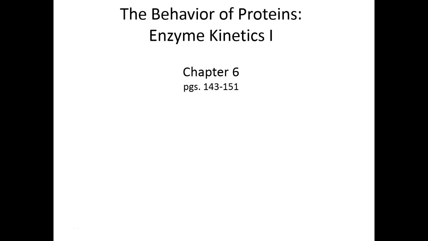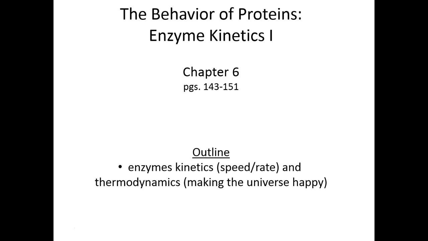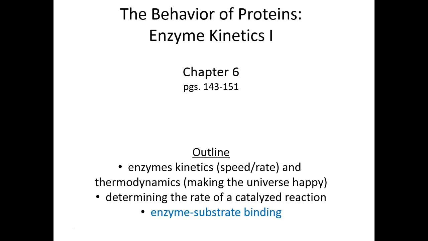So we're going to wrap up this Lecture 4 series with this last chunk C here. This is going to be probably the briefest of the 3 lectures. Again, this is the first half of Chapter 6 from your textbook, and we already spoke about enzyme kinetics and thermodynamics, making the universe happy with negative delta G's and energy release. In the last chunk, we talked about determining the rate of catalyzed reactions, and we also talked about order of reactions, 0, first, and second order.